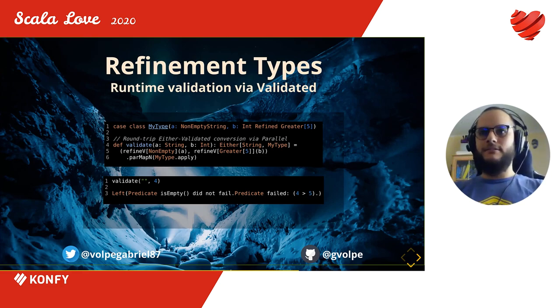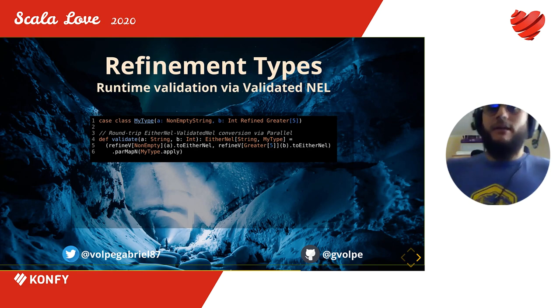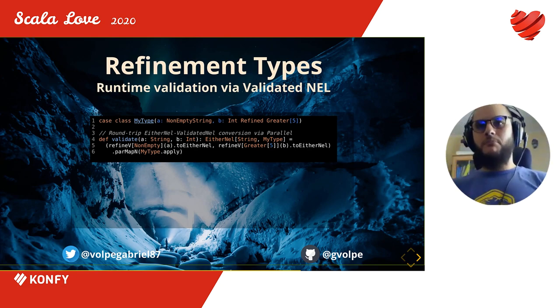And this is nice. But getting a concatenation in one single string of all the errors, it's not super clear where one error ends and where the other begins. So we could probably just return a list of the errors that we can display in a nicer way. And we can do that by using validated NEL, validated non-empty list. Instead of converting directly to validated, we use the power of the parallel type class, which is implicitly converting to validated NEL and then coming back.